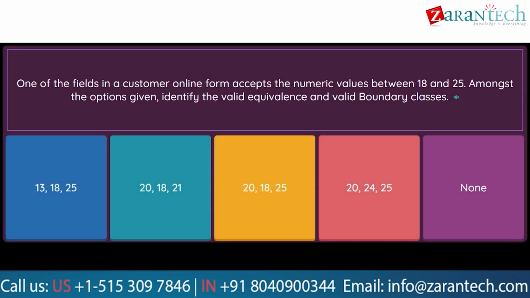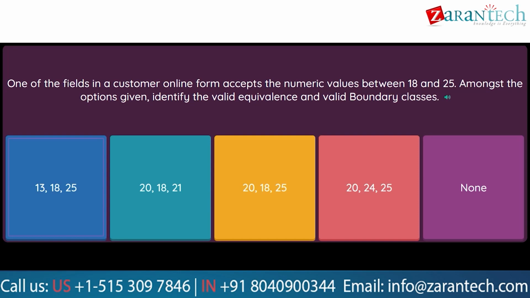Question: one of the fields in a customer online form accepts the numeric values between 18 and 25. Amongst the options given, identify the valid equivalence and valid boundary classes. Option 1: 13, 18, 25. Option 2: 20, 18, 21. Option 3: 20, 18, 25. Option 4: 20, 24, 25. Option 5: none.